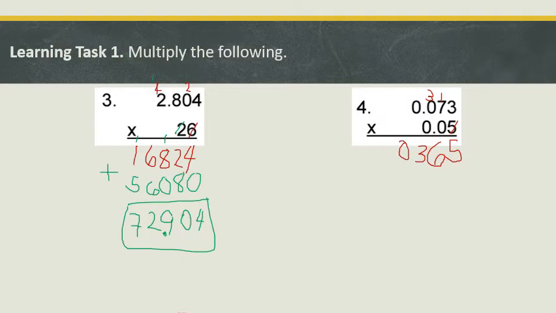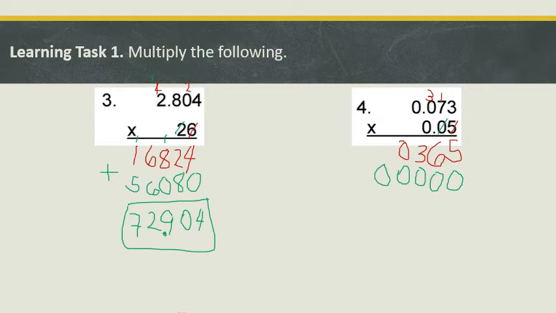Then, dun tayo sa second. So, ito naman. So, lagay tayo ng 0 sa unahan. So, 0 times 3 is 0. 0 times 7 is 0. 0 times 0 is 0. And 0 times 0 is 0.